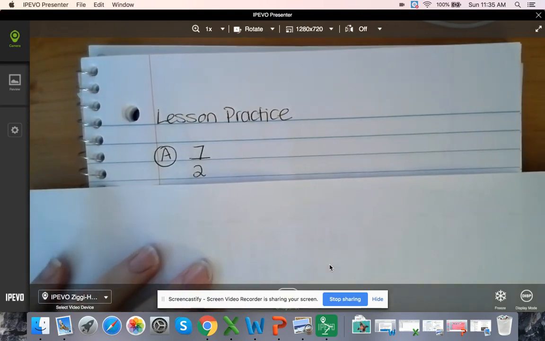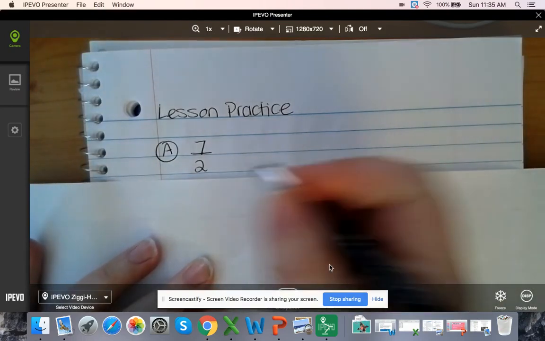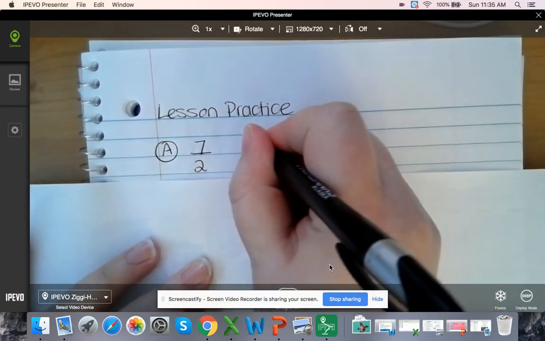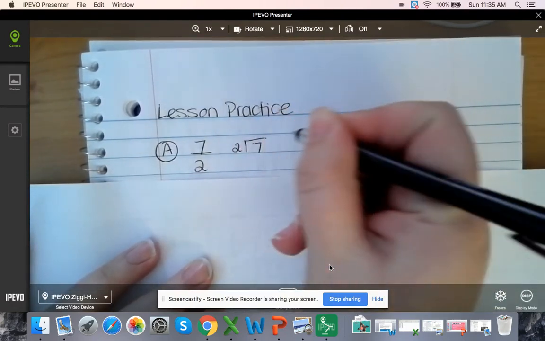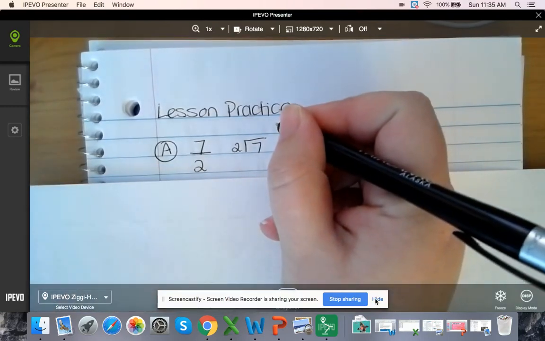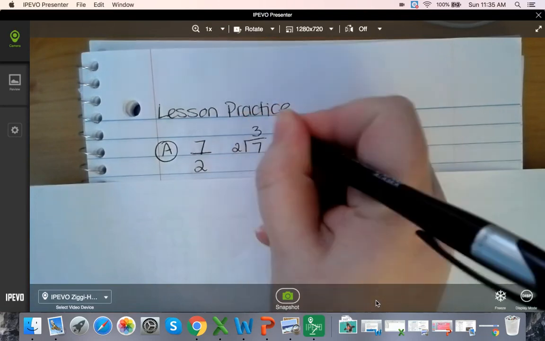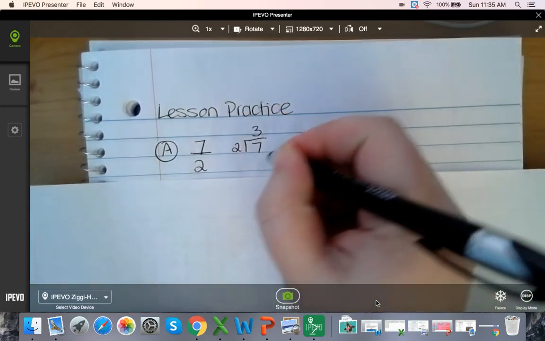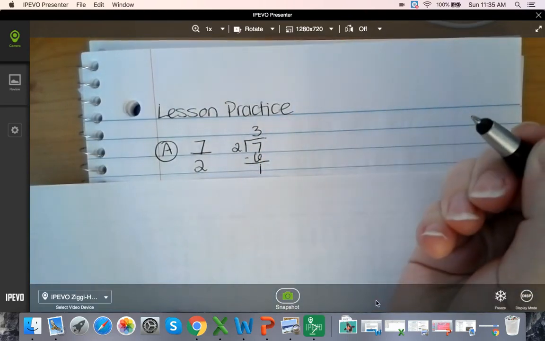So for lesson practice A, I have 7 halves, and they want me to not only find it as a mixed number, but they also want me to draw a picture. So if I'm doing 7 halves, my first step is going to be divide. How many times does 2 go into 7? Well, it goes 3 times. So 3 times 2 gives me 6. I subtract, and I have a remainder of 1.